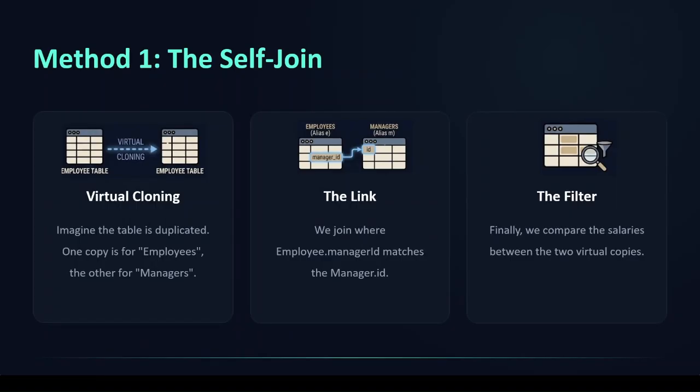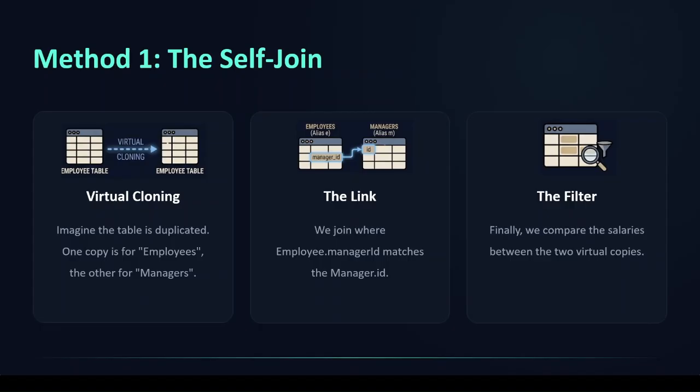The first and the most professional way to solve this is using a technique called self-join. Since we only have one physical table, how do we compare each employee's row to their manager's row? We mentally clone the table. Imagine the employee table and make an exact photocopy of it. Place the two tables side by side on your desk. We will call the left copy E, which represents our employees, and we will call the right copy M, which represents our managers.